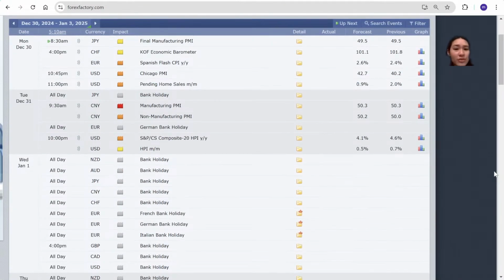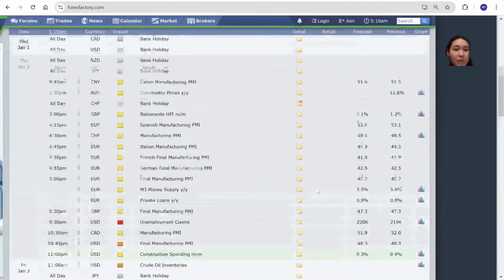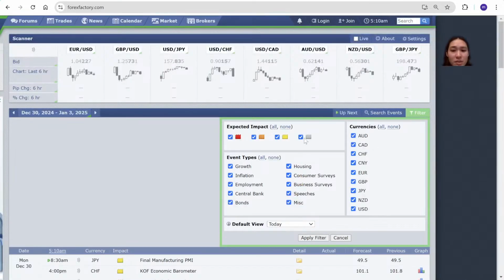Okay, so if we look at all of the events, you can see there are a lot more events to get through, including the lower and non-economic events like bank holidays. So that's why we typically just focus on the medium to high impact events.